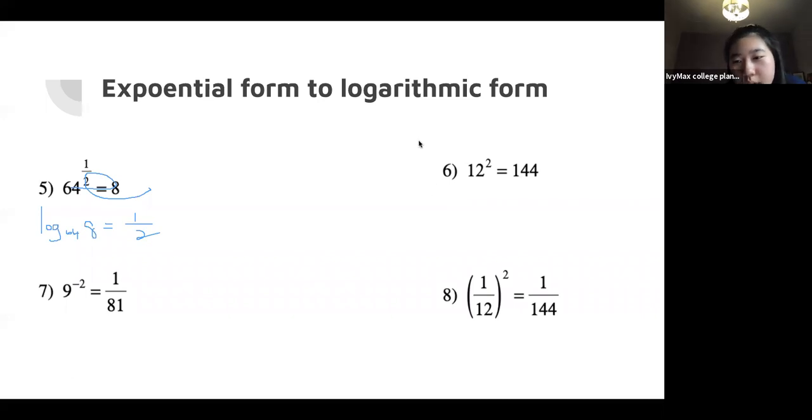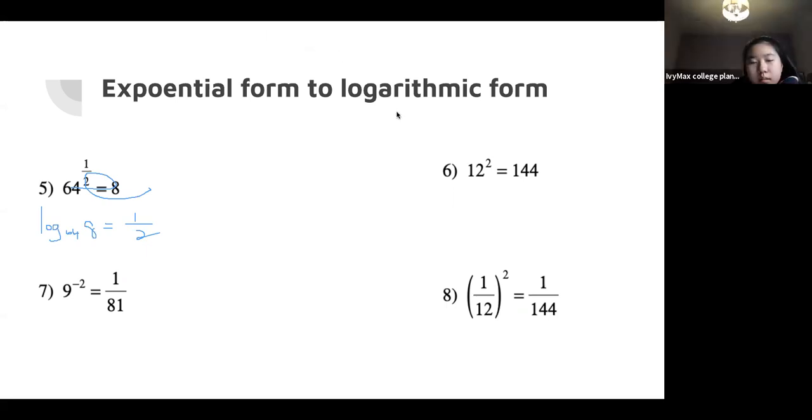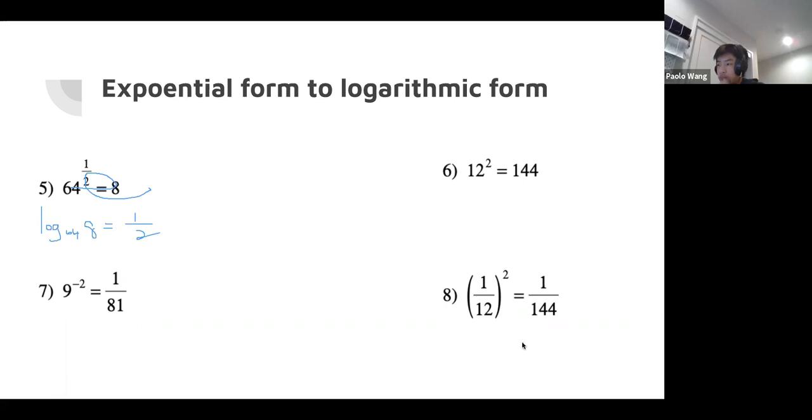Okay, so let's go over number 6 with Sophia. Basically it's going to be log base 12 of 144 is 2. And then Paulo for number 7. Okay, so for number 7, you have 9 to the power of negative 2 equals 1 over 81. So the base is 9, so you do log base 9 of 1 over 81 equals negative 2.